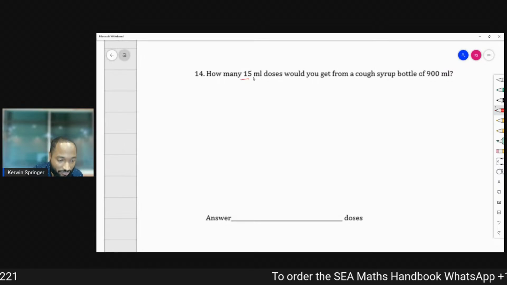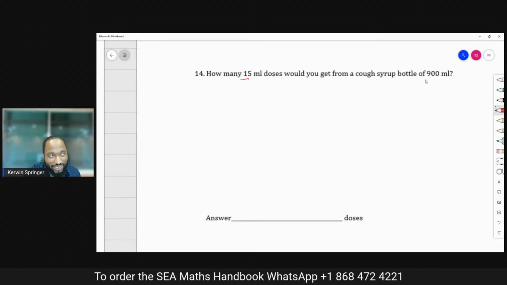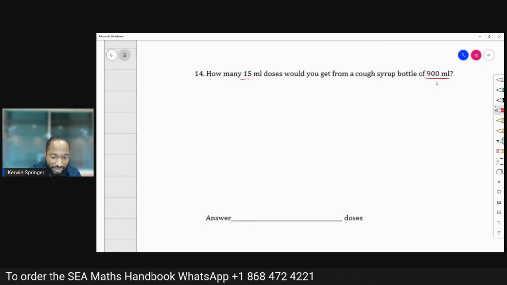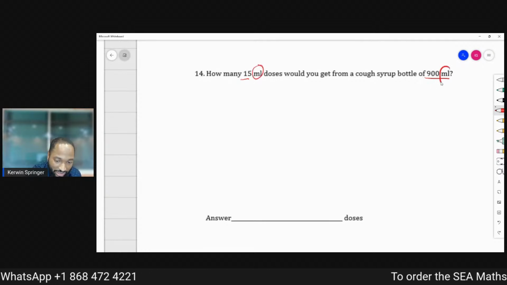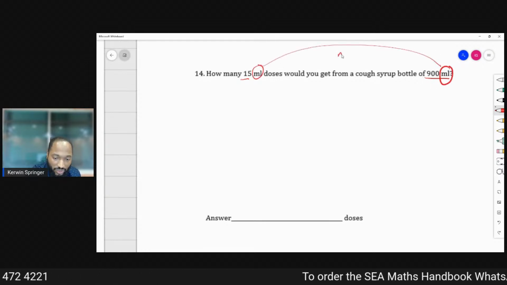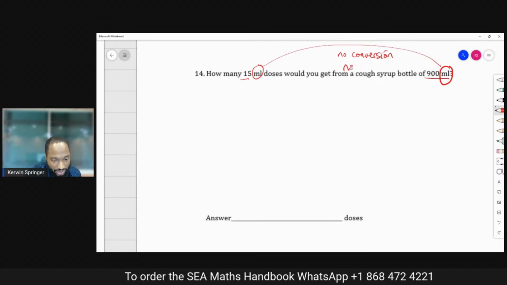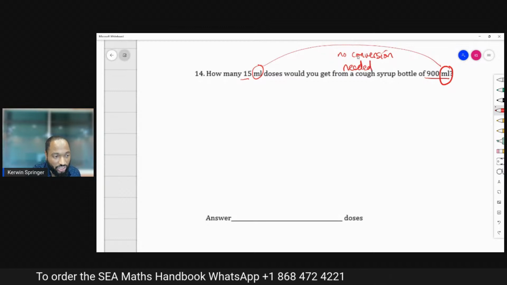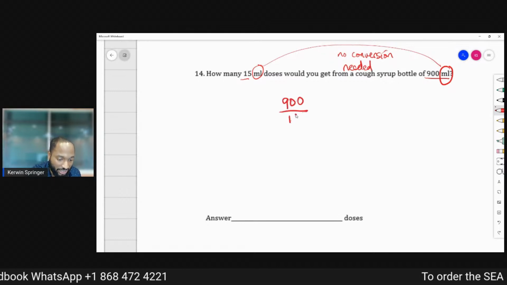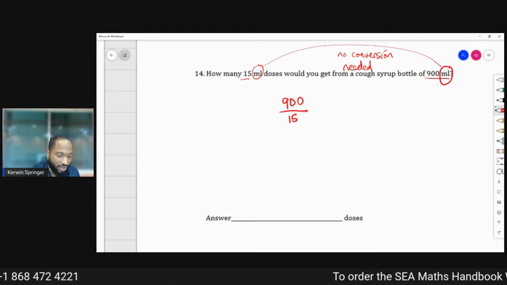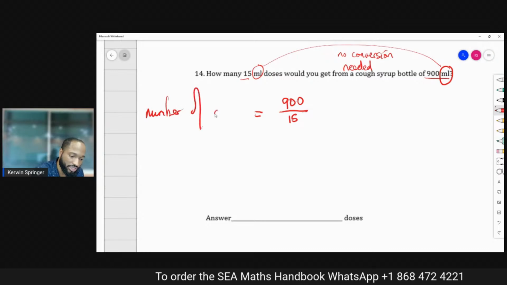How many 50 milliliter doses would you get from a cough syrup bottle of 900 milliliters? Well, both of them are in milliliters, so there's no conversion needed because both are in the same units. All I need to do is divide. I just need to say how many times 50 milliliters can go into 900. This will give me the number of doses.